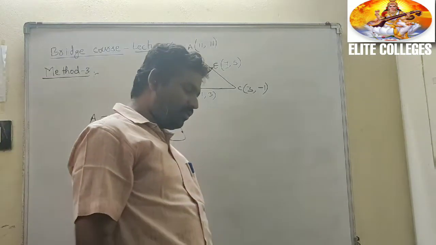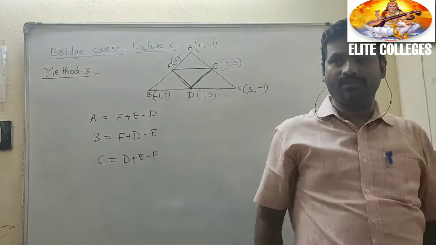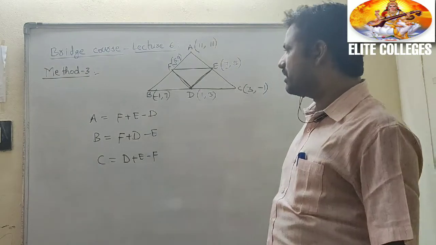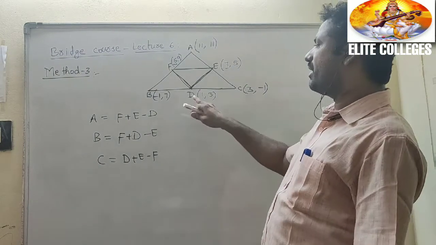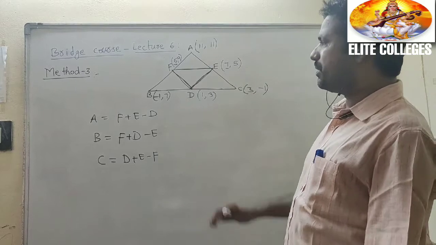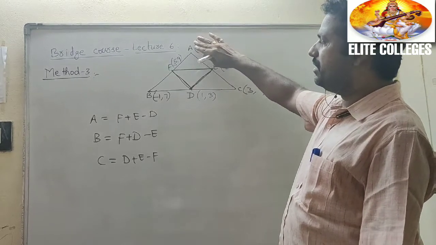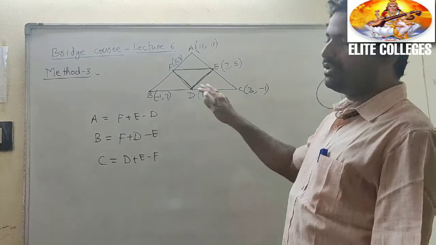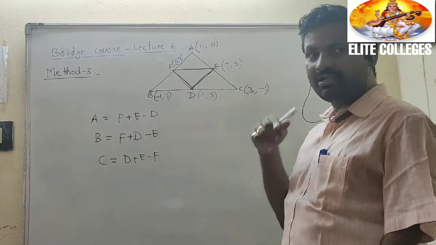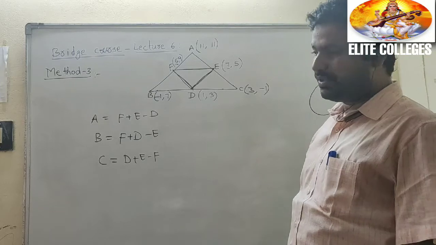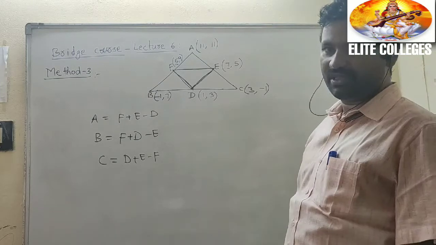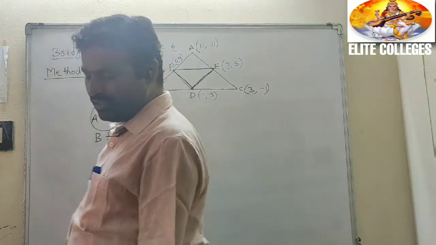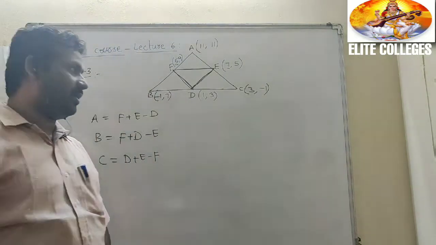Right students? And one more thing, what is the use of this one? Suppose they are asking about the centroid of triangle ABC. Suppose they are not giving the vertices of ABC, they only give DEF. But they are asking the centroid of triangle ABC. Let us see the relation between them. You know the centroid formula?